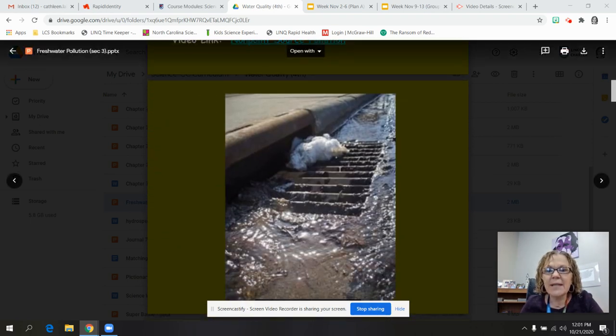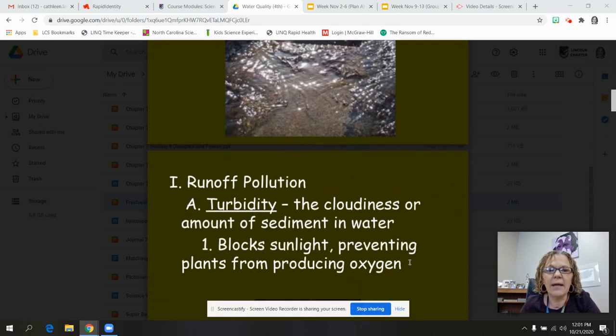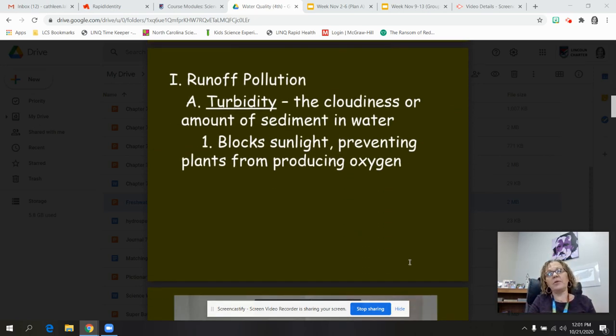Okay. Now, this is a city street. There's a little bit of trash right there. And you see how this all looks so shiny? Well, that's oil. So that's going into the storm drain, which dumps into our lakes and rivers. Okay. All right. So runoff pollution.